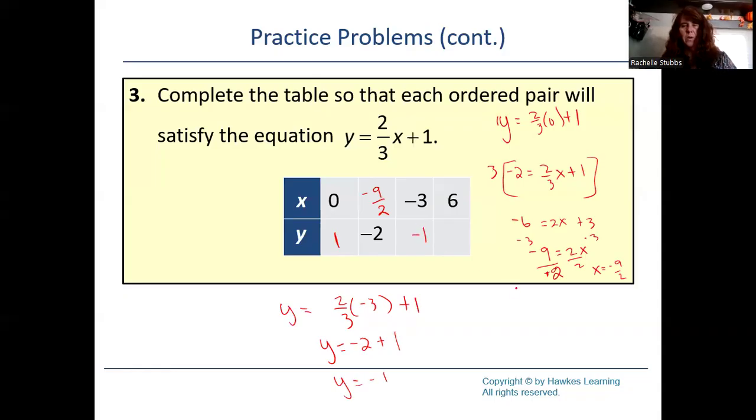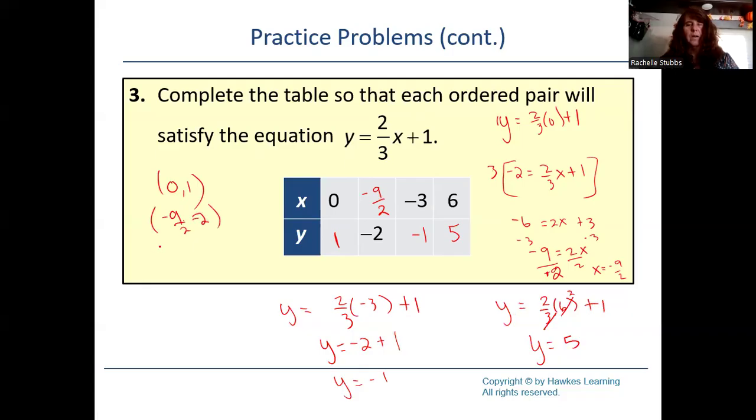And finally, our last one, what if x is 6? So y equals 2/3 times 6 plus 1. Well, that will reduce down to 2. 2 times 2 is 4. 4 plus 1 is 5. So y equals 5. And I have come up with the set of ordered pairs that they would be. They would be 0 and 1, negative 9/2 and a negative 2, negative 3, negative 1, and 6 and 5.